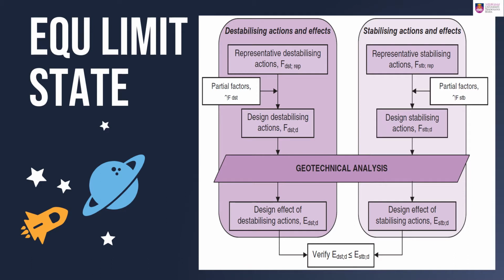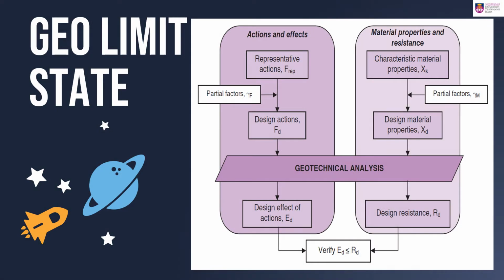This is the design stage for the EQU limit state. There are 2 subcategories: destabilizing actions and effects, and also stabilizing actions and effects. So there's a step where you also have to add the partial factors during the design process. This is for the GEO limit state.